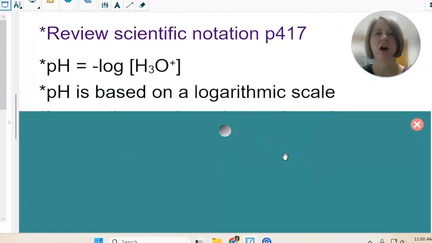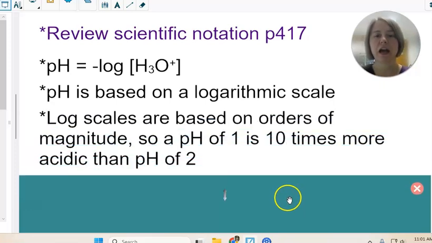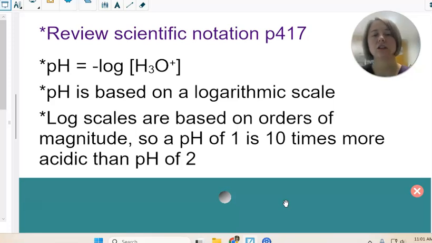pH is based on a logarithmic scale. A logarithmic scale is one where instead of between 1 and 2 being 1 change, between 1 and 2 it's 10 times as much. So please write this down: log scales are based on orders of magnitude. A pH of 1 is 10 times more acidic than a pH of 2, and a pH of 1 is 10 times 10 times more acidic than a pH of 3. So as you go away from neutral, you get more acidic very quickly.